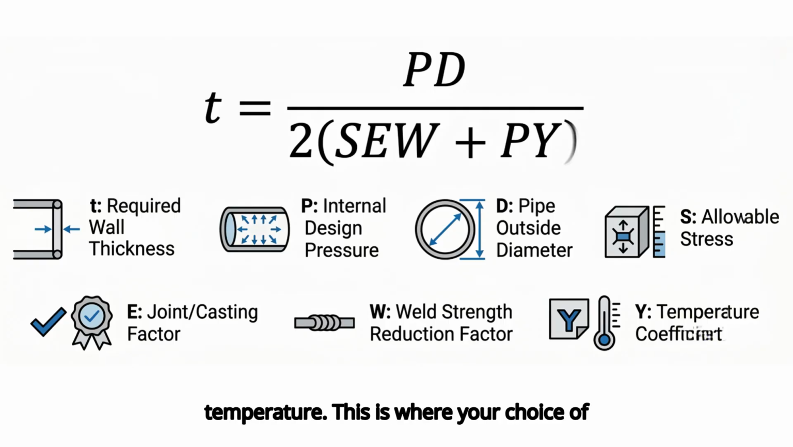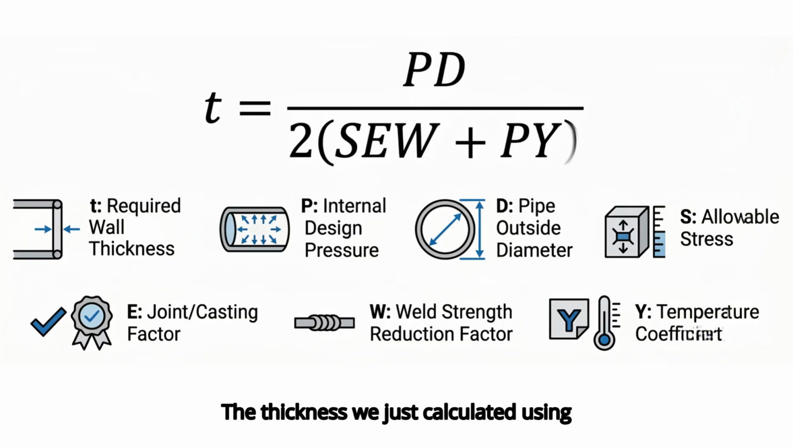This is where your choice of stainless steel versus carbon steel changes the entire game. See that little y in the denominator? That is the coefficient factor. It depends entirely on the material type and the temperature. If you use the wrong y value for a high-temperature system, your wall will be too thin, and the pipe could fail due to thermal creep. Later in the video, I'll show you the exact table to ensure you never pick the wrong one.